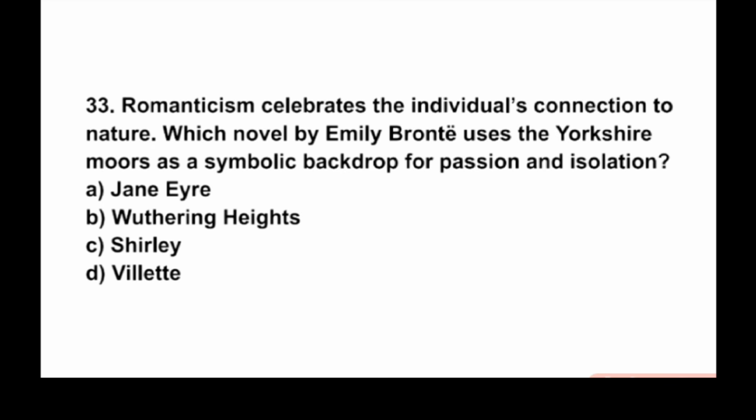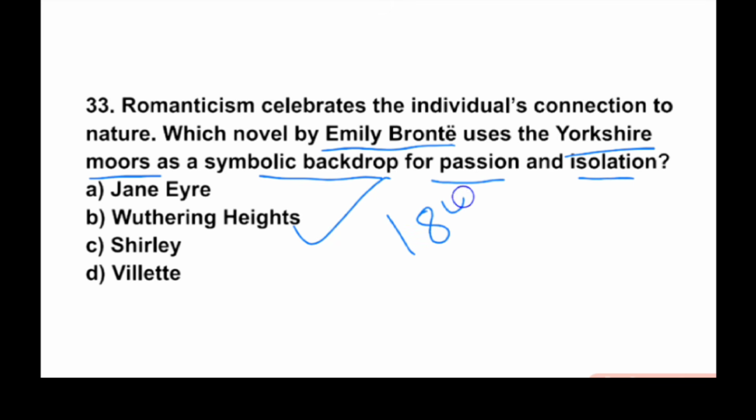Romanticism celebrates the individual connection to nature. Which novel by Emily Bronte uses the Yorkshire Moors as a symbolic backdrop for passion and isolation? Option B, Wuthering Heights, 1847. Uses nature to mirror intense emotion, a romantic trait.